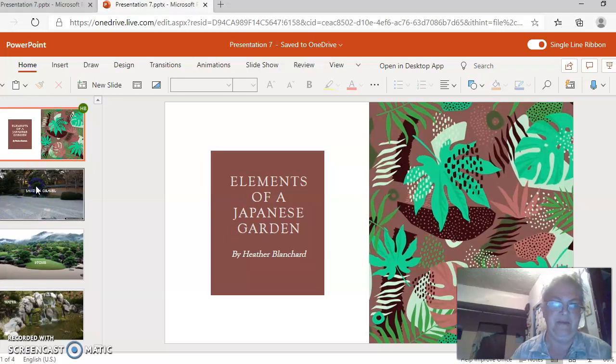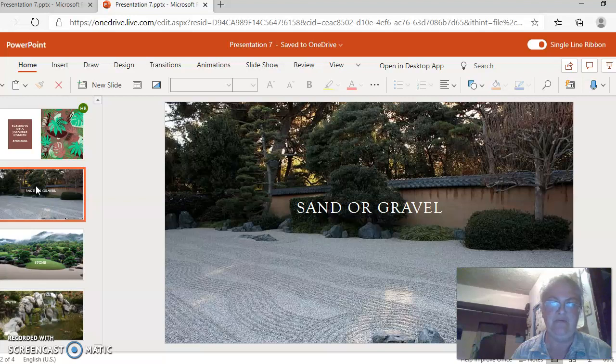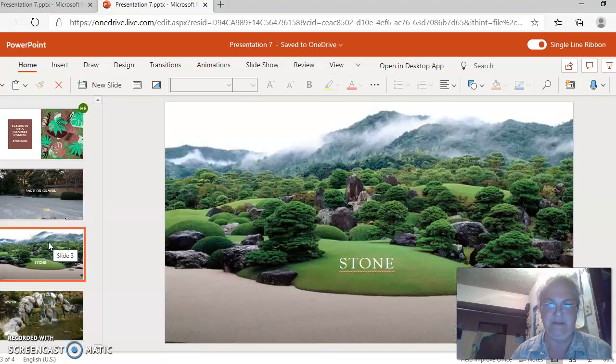The first element we're going to talk about is sand or gravel. See how it's raked into wave patterns like the ocean. The next thing we're going to talk about is stone. How stones are used to represent mountains and islands.